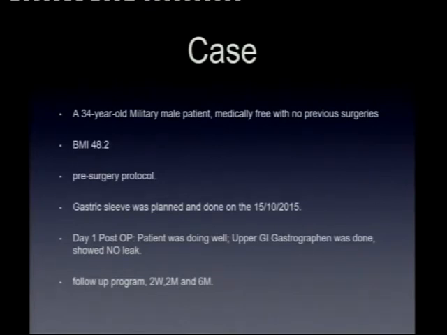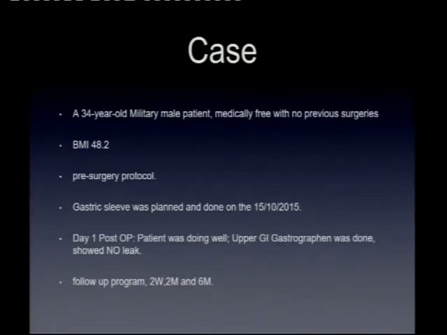Our patient was a 34-year-old military man, medically and surgically free, who presented to our clinic with a BMI of 48.2. He went through the pre-surgery protocol, including an upper GI scope to rule out any esophageal and gastric abnormality, then an ultrasound abdomen to rule out gallstones, and routine lab work. Then the patient was referred to the dietitian to start a pre-operative diet plan, which is low calorie and high protein.